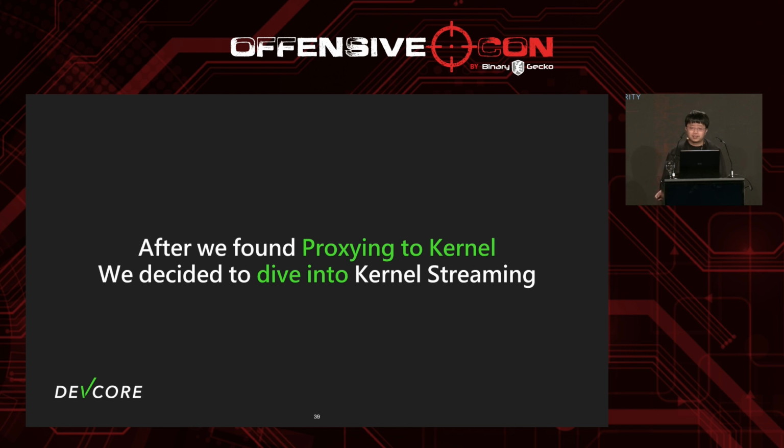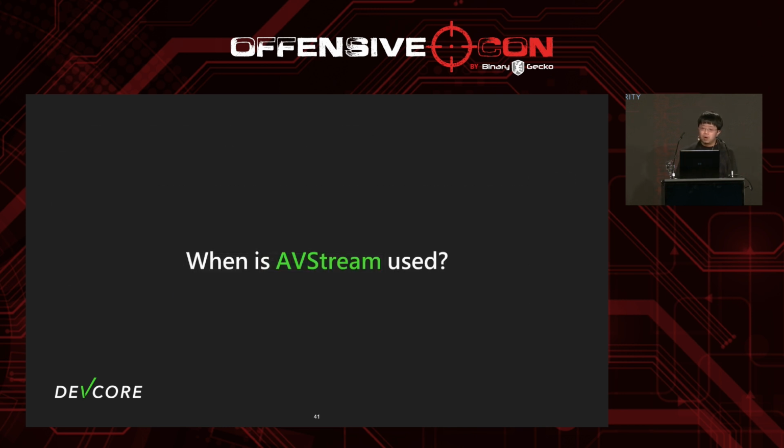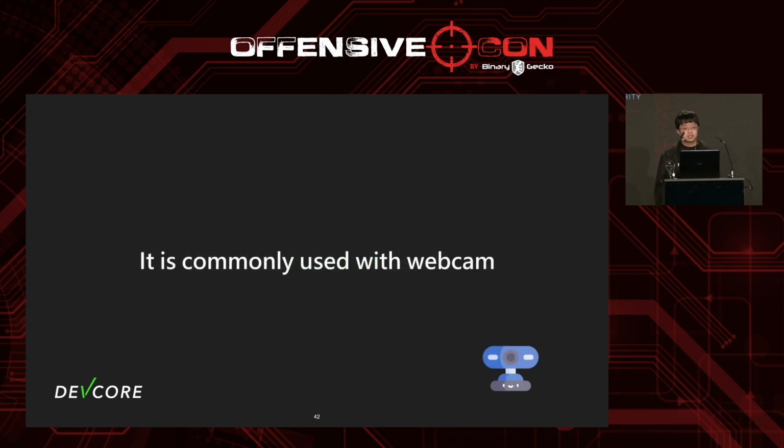After we found proxying to kernel, we decided to dive into kernel streaming. This time, we will focus on AVStream-related features. So, when is AVStream used? It is commonly used with webcams. When you capture a video frame from a webcam, AVStream is involved. It's also used in some audio devices, but webcams are much more common.